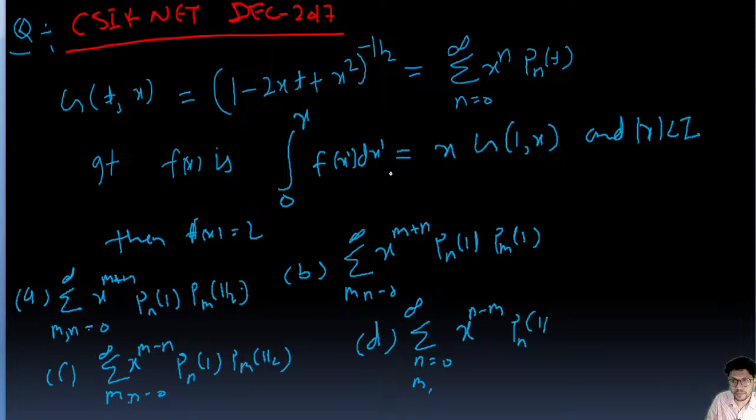Options are wrong, I believe. So let me just check. Pn(1) and Pm(half). Okay, these are the options, guys. So this is the question which was asked in December 2017. Well, so let's solve it.